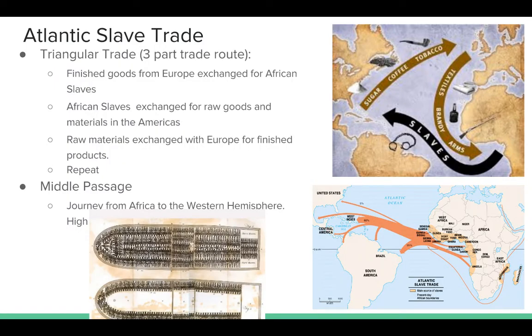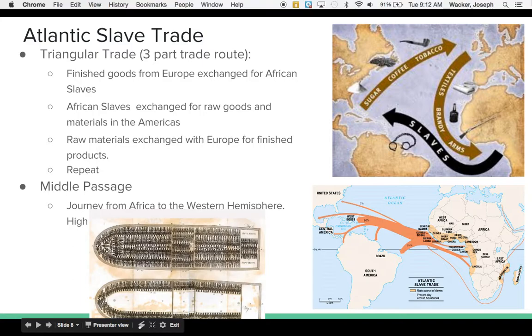African slaves arrived in the Americas as part of the Atlantic system, or the Atlantic triangular trade. There were three legs to this trade system. First, finished goods, liquor, and weapons were exchanged with African kings for captured Africans from neighboring tribes. These captured Africans were exchanged for raw goods and materials in the Americas. Finally, the raw materials and goods were then exchanged with Europe for finished products, and the whole process would repeat itself again.